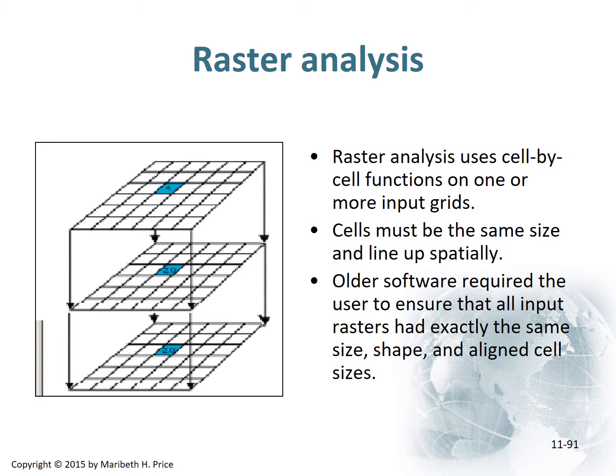Raster analysis. The basic concept is the grids line up so that you can multiply a particular cell in one grid by its corresponding partners in the others. It only works if everything is the same size and lined up spatially. That means you need to make sure that all the data is projected the same way.